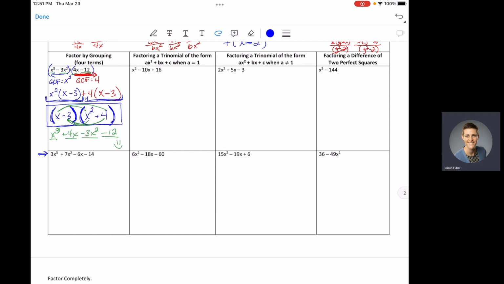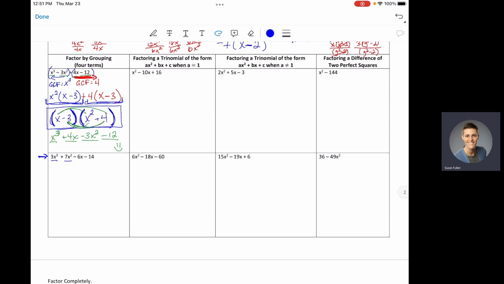All right, let's work through this together. So we've got 4 pieces here. 1, 2, 3, 4. That means we're going to factor by grouping. First line of defense is looking for a greatest common factor. Do I have a number that factors out of everything? 3, 7, 6, 14. Is there a number that divides all of those? No, nothing other than 1. So that's not going to help us.